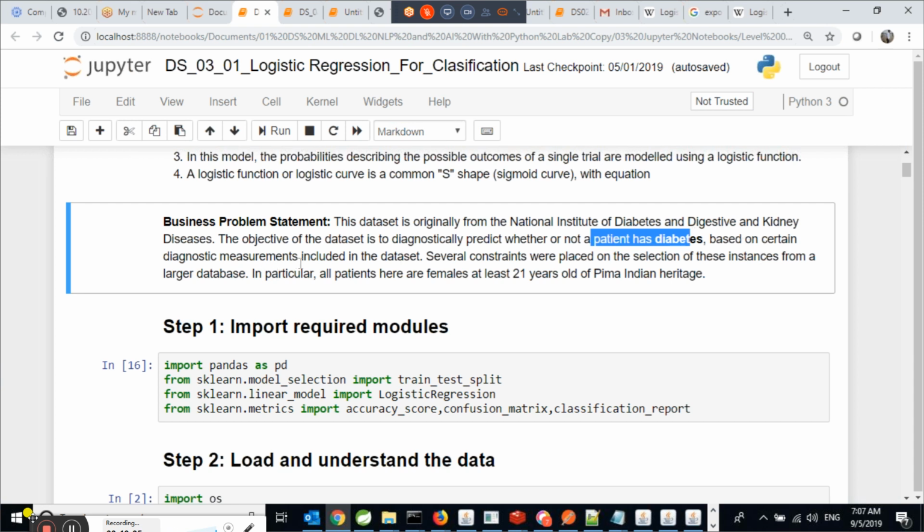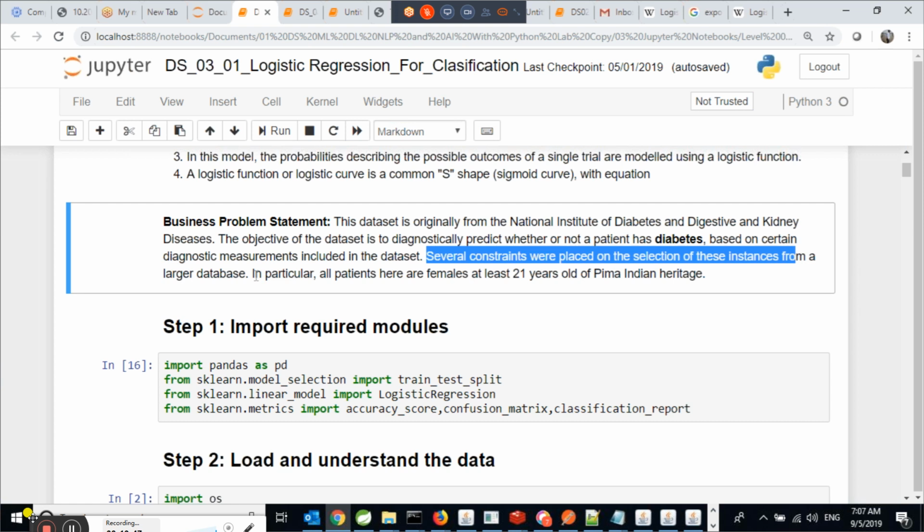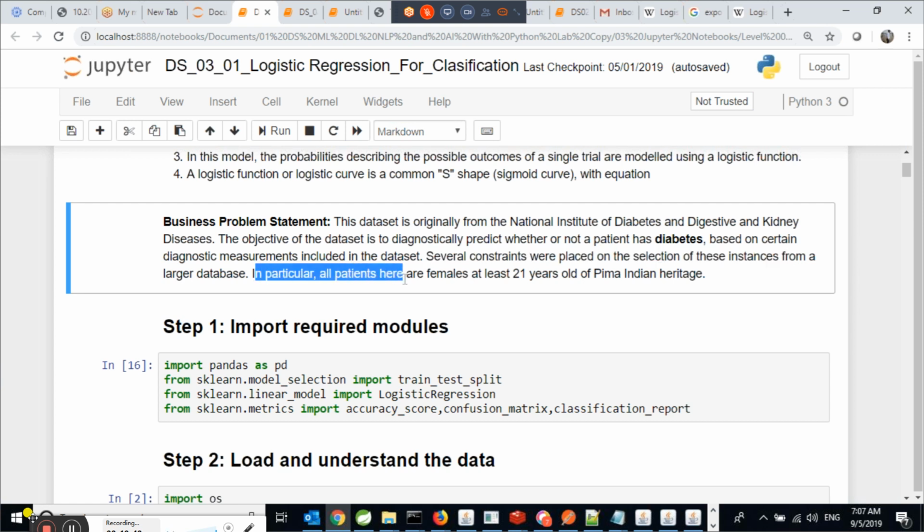Based on certain diagnostic measurements included in the dataset, several constraints were placed on the selection of these instances from a large database. In particular, all patients here are females at least 21 years old of Pima Indian heritage. So the patient age is more than 21 years. I want to know whether the patient is suffering from diabetes or not. So how can we calculate that?